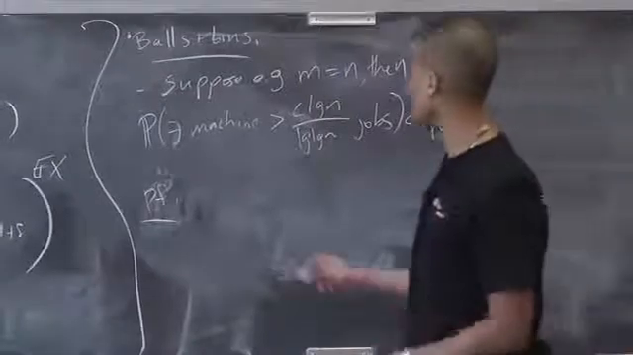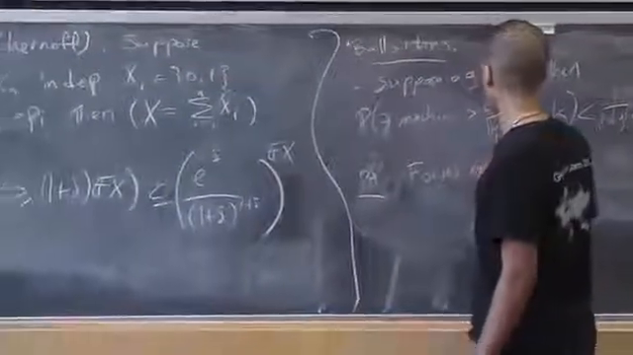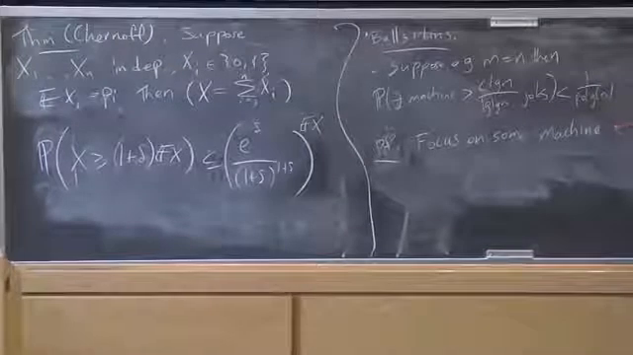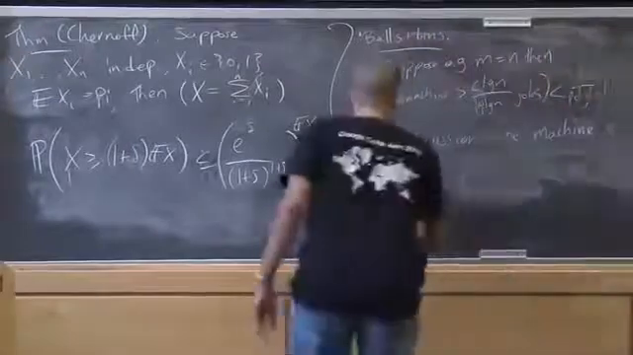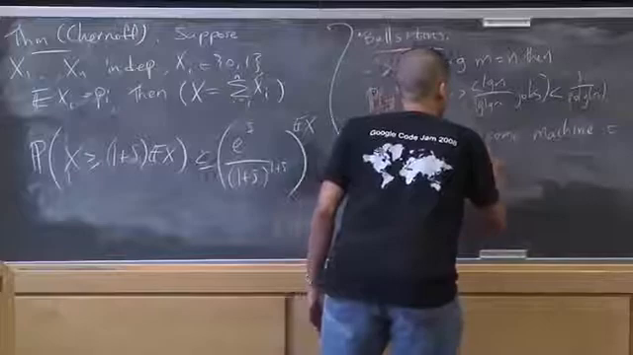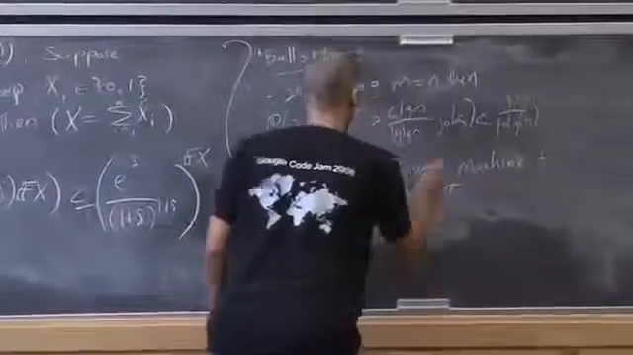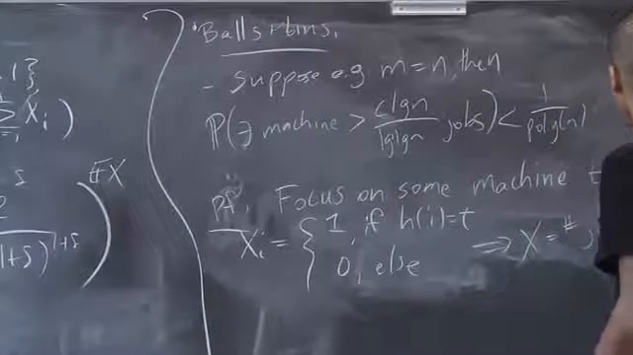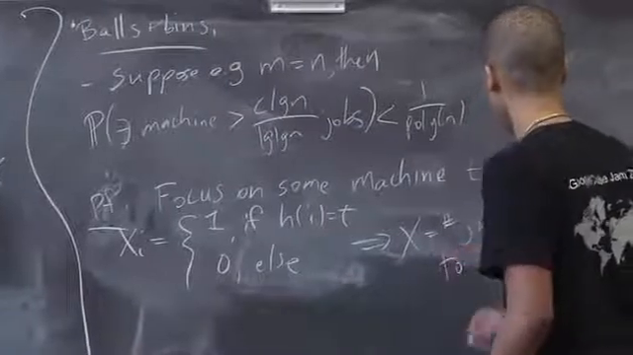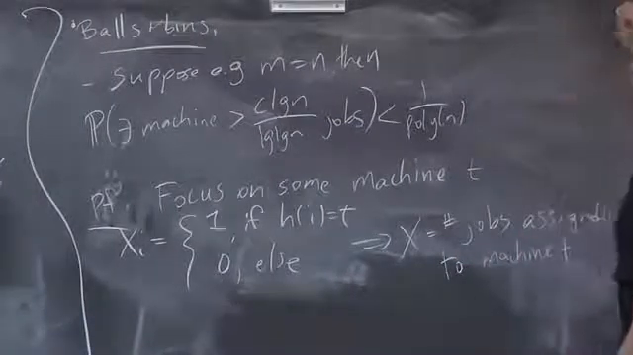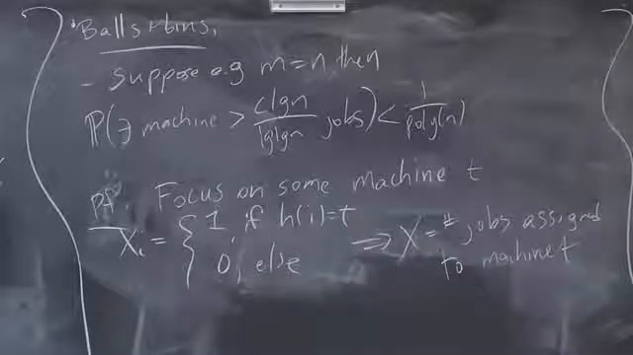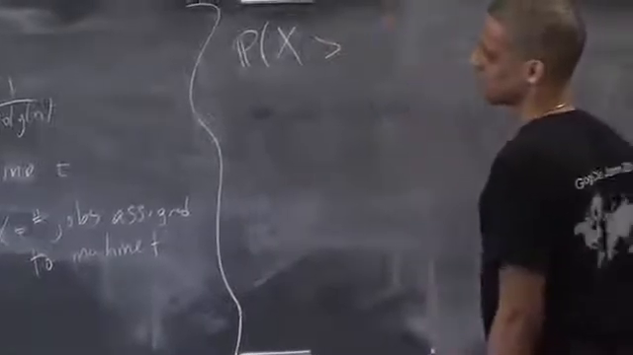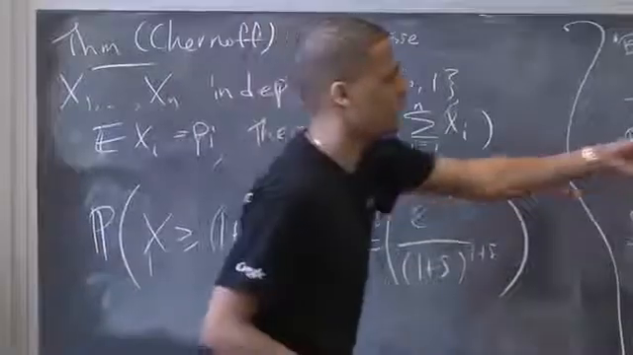So there are these xi's here. So focus on some bin, on some machine. Let's call it machine number T. And define xi as being 1 if h of i is T and 0 otherwise, meaning that job i got assigned to machine T, which implies that x is the number of jobs assigned to machine T. And that thing over there tells us the probability that the number of jobs assigned to machine T is bigger than... So I'm going to apply this with delta being this log n over log log n.